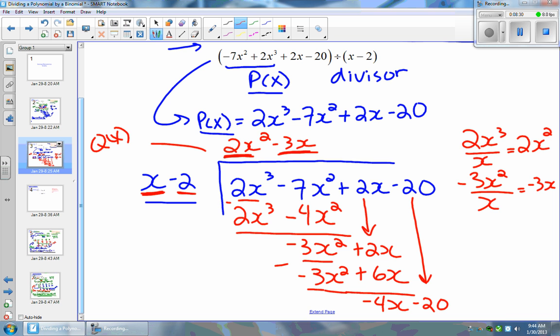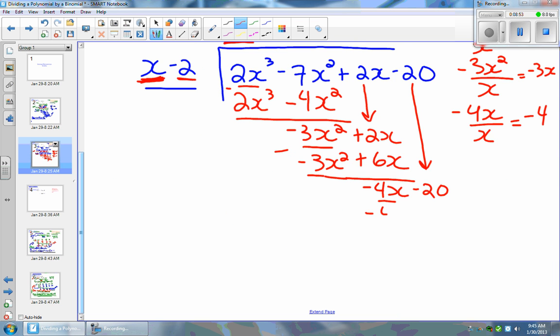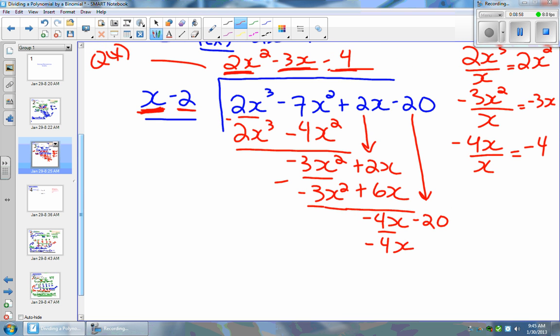All right, now we need to find the third and last term of our quotient. And we do that by taking this negative 4x and dividing by the first term of the divisor, which hasn't changed. It's still x. And we get a negative 4. Now that is the last term of my quotient. Carry out the multiplication now. Negative 4 times a positive x gives me a negative 4x. And a negative 4 times a negative 2 is a positive 8.